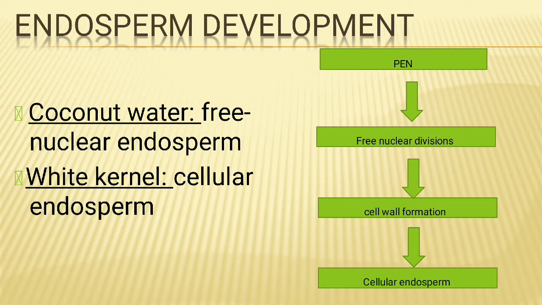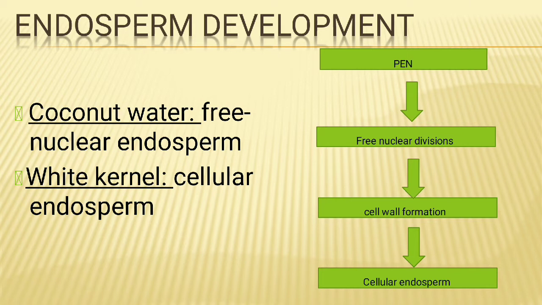There are a few different types given in your textbook based on endosperm development. The first is sometimes called free nuclear endosperm, then cellular, then helobial. What happens when the PEN, the primary endosperm nucleus, undergoes repeated mitotic division where the cytoplasm cannot divide? Hence it looks like free nuclei floating in a single cytoplasm. Hence it is called free nuclear endosperm. The best example of free nuclear endosperm is coconut water.